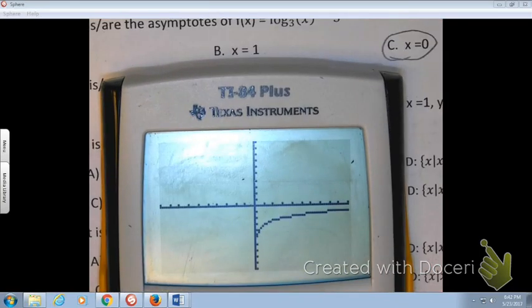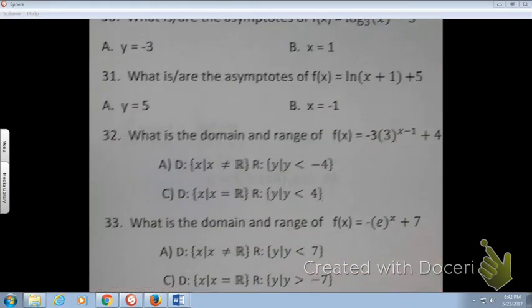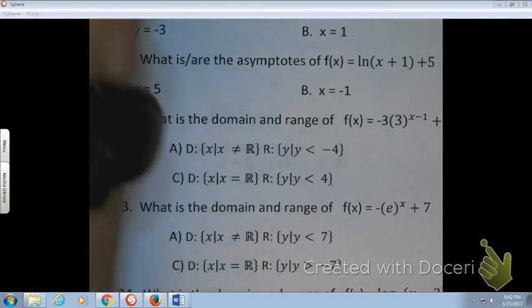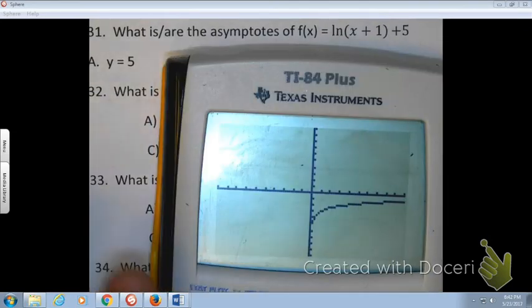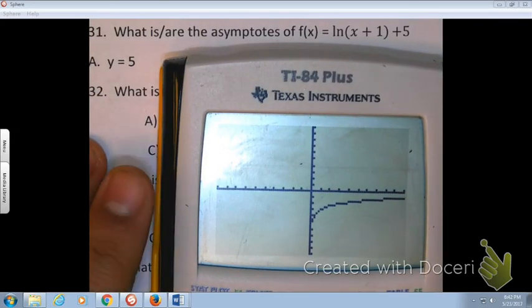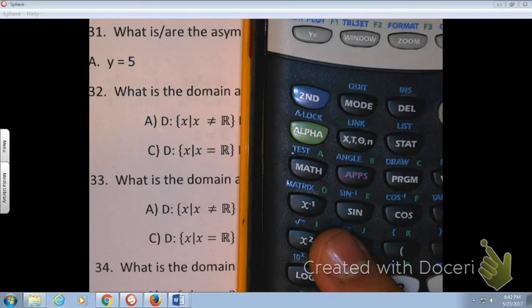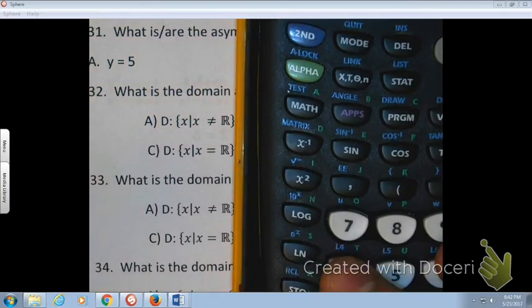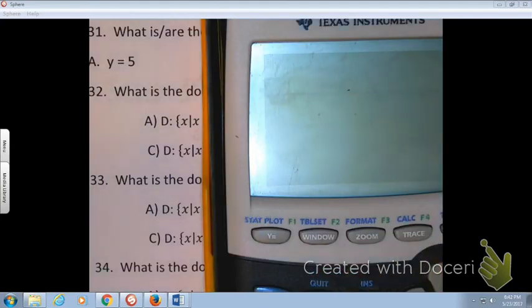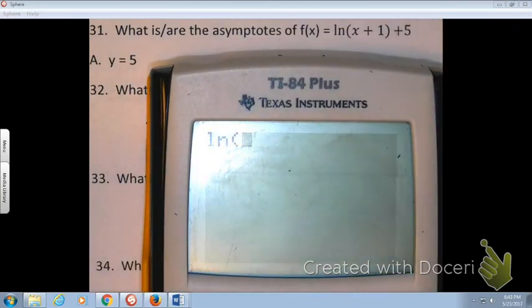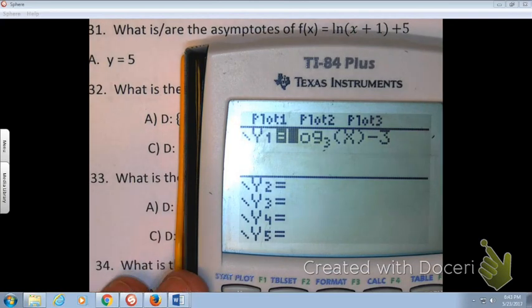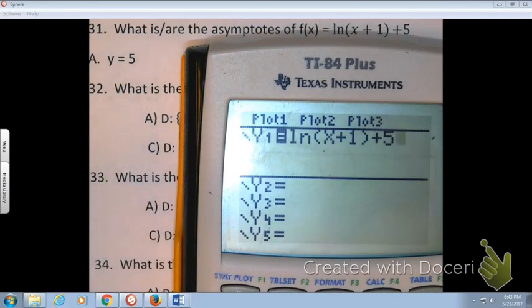Now let's go over the last one of asymptotes, which is 31. And for 31, we do the exact same thing, but now we're going to put natural log, okay? This natural log means that we're going to put the number next to the 4. So I'm going to put natural log, y equals natural log of x plus 1, parentheses, plus 5, and graph it.